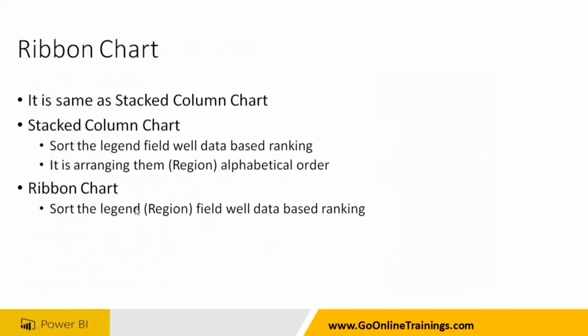It is the same as a stacked column chart. Stacked column chart sorts the legend field wells data based on the ranking. It is arranging them in alphabetical order. Ribbon chart sorts the legend region field well data based on the ranking. So that is what is the ribbon chart.